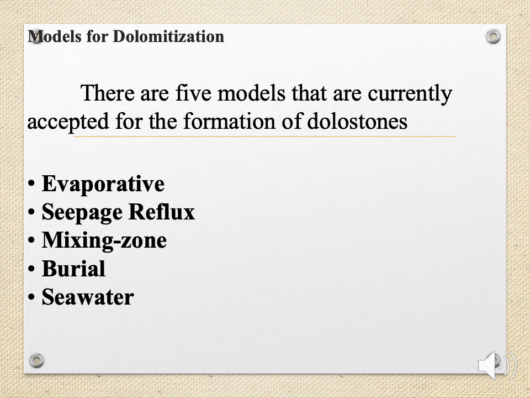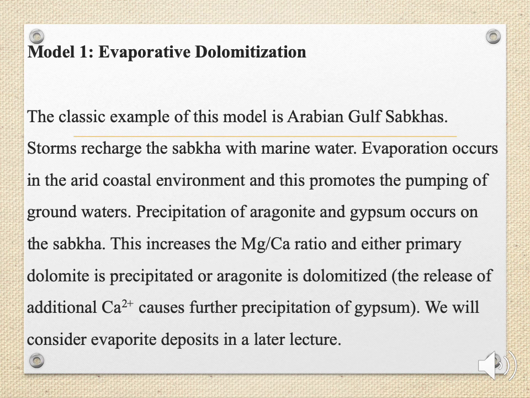5 broad models, and these are the evaporative model, the seepage-reflux model, the mixing zone model, the burial model, and the seawater model for dolomitization. The first one is the evaporative dolomitization model, and a classic example of this model is found in the Arabian Gulf sabkhas.